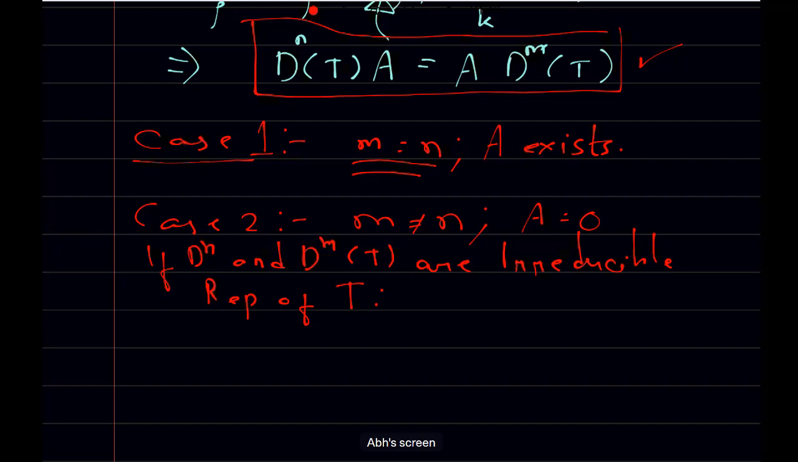Then what is it? It is said that if both dn and dm are irreducible representations of group G having the same dimension, that means I'm talking about M equals N, then there are two possibilities. One possibility is yes, A exists. In that case, dn and dm are equivalent. Another possibility is maybe A will be 0. So two possibilities exist when M equals N: either A exists or A equals 0. But when M is not equal to N, then there is a problem. You cannot have A exist.